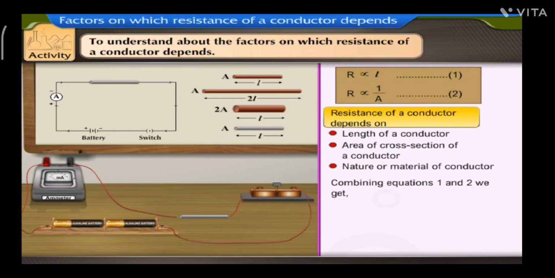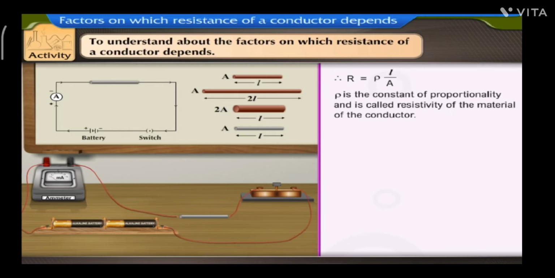Combining equations 1 and 2, we get R is proportional to L upon A, that is, R is equal to rho into L upon A. Here, rho is the constant of proportionality and is called the resistivity of the material of the conductor.